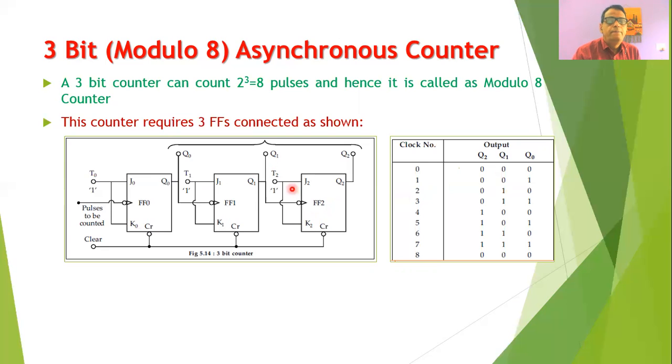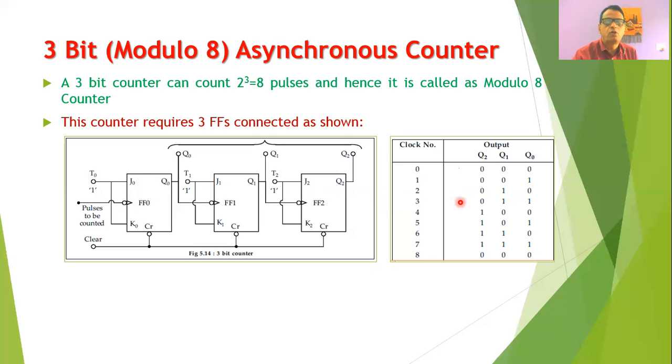Now when we apply the next clock pulse, the output Q0 will again get toggled and becomes 0. Since Q0 has changed from 1 to 0, output Q1 will also change and become 1. But output Q2 will remain 0, and therefore after the second clock pulse, the output of the counter will be 010. So observe that output Q0 will toggle for every clock pulse. Output Q1 will get toggled only when Q0 changes from 1 to 0, and output Q2 will get toggled only when Q1 changes from 1 to 0. So after the third clock pulse, the output of the counter will be 011.